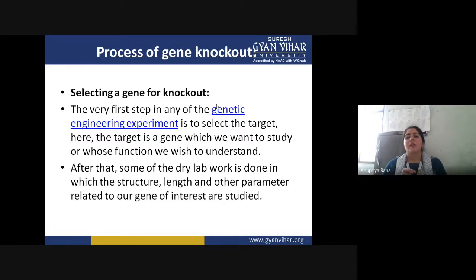Whatever gene we are going to knock out, we know all the characteristic features of that particular gene, their physiological activities, their biochemical patterns, and if we do the gene sequencing, at what place they are going to form, or at what place they have to be found. So these things about that particular gene have to be known.